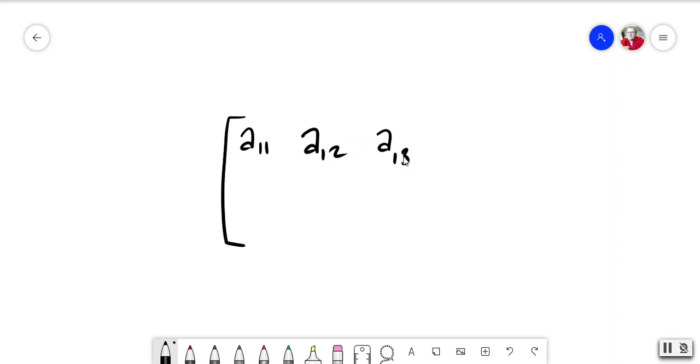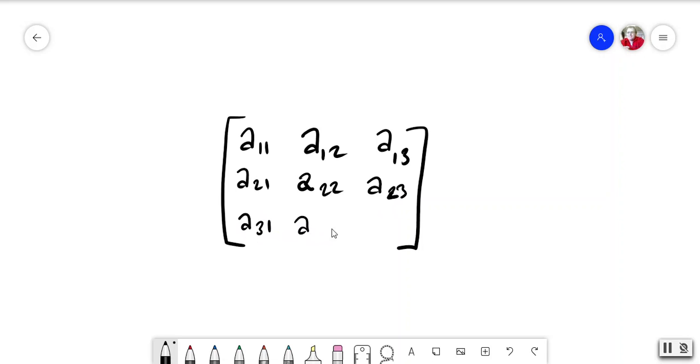If we want to identify just some generic element in a matrix, we can use the letter A and the little subscript number. The first digit tells me the row, and the second digit tells me the column. So 1, 1 means first row, first column. 1, 2, first row, second column.